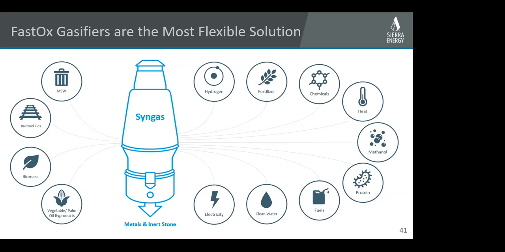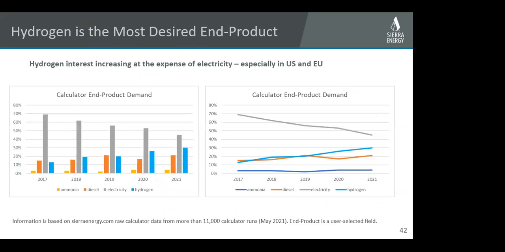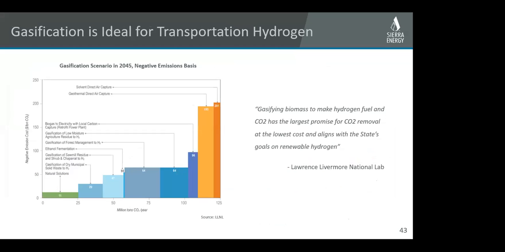Renewable natural gas in California is massively incentivized, so that's one of the things you could make. Hydrogen, just from our own runs, we get thousands and thousands. We have an online calculator on our website where people run just to see how our technology would apply to their application. This is raw data from the last 11,000 calculator runs. What we're seeing is that electricity as an end product is declining in interest, but hydrogen is rising very quickly. So there is a global interest in hydrogen as an end product.